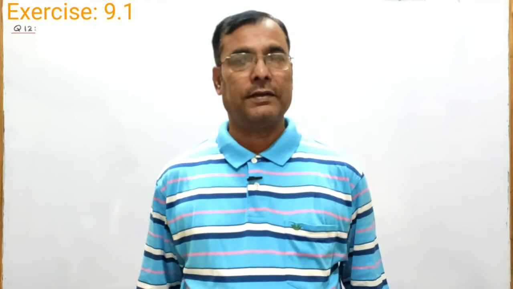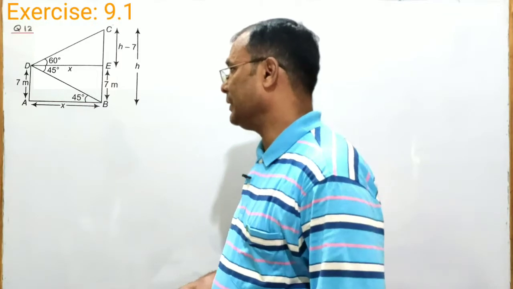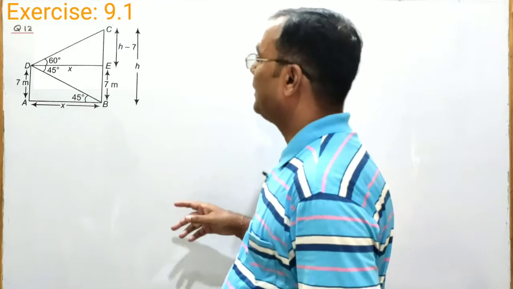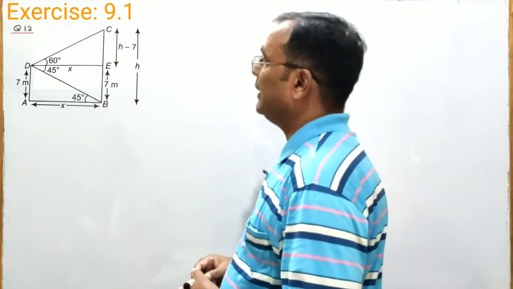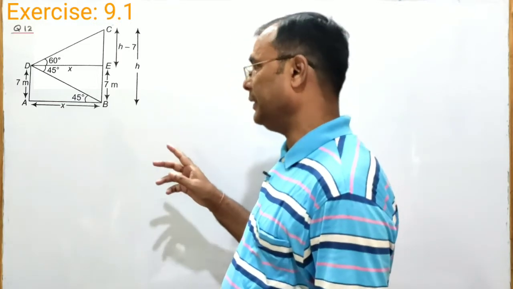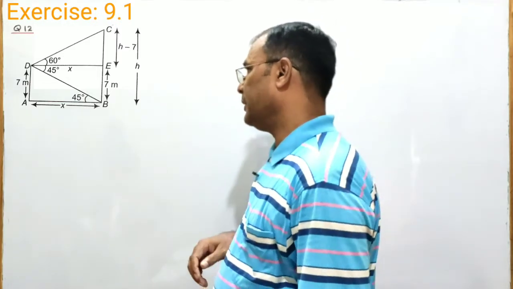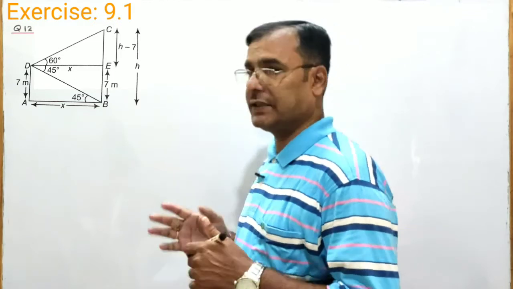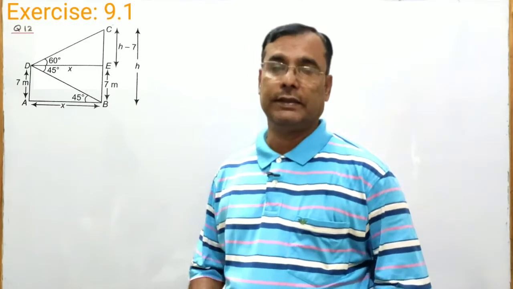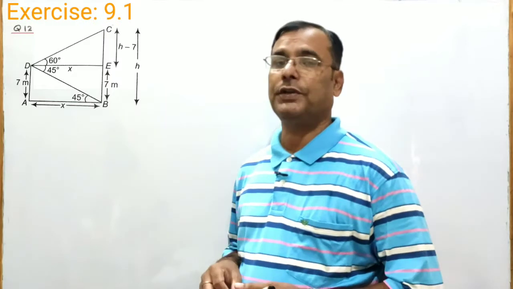So let's draw a figure for this question. In this figure, AD represents the height of the building, that is 7 meter. BC represents the height of the cable tower. From the top of 7 meter high building, that is from point D, top of the cable tower C is observed and angle of elevation is found 60 degrees. From the same observation point D, foot of the cable tower is observed and angle of depression is found 45 degrees.